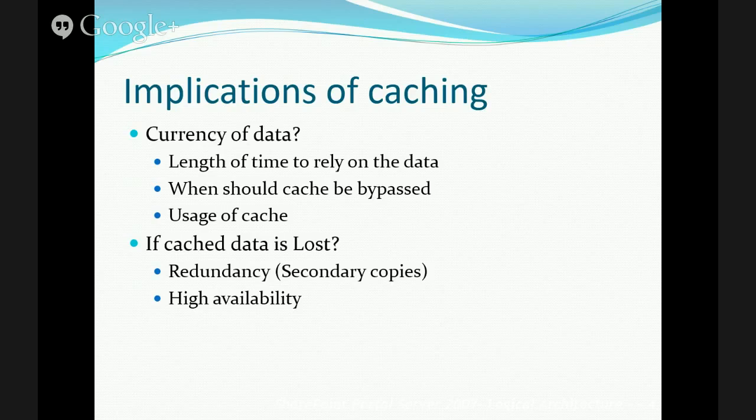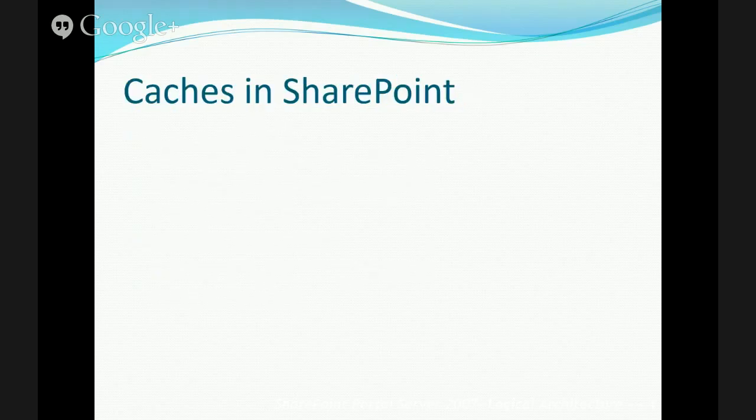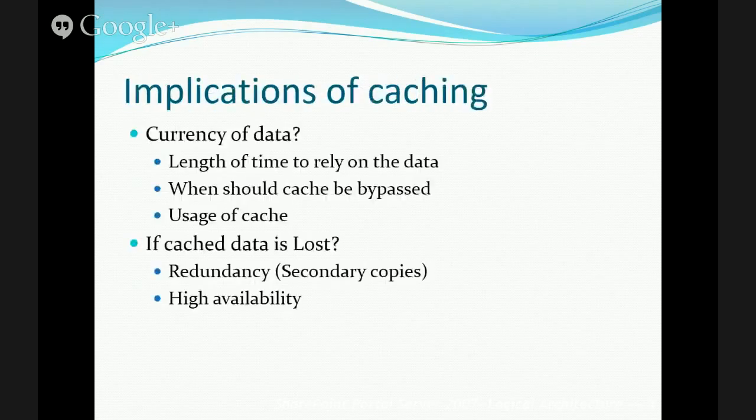So what are we going to do? Does it mean that I have lost the cache data and I have to again go and fetch the information from the actual authoritative source? So that could be one of the things that we have to consider. What if the data is lost? So are we going to have secondary copies? Are we going to make the data which is a cache data highly available? So it's something that we need to consider. So these are some of the implications of caching the data.